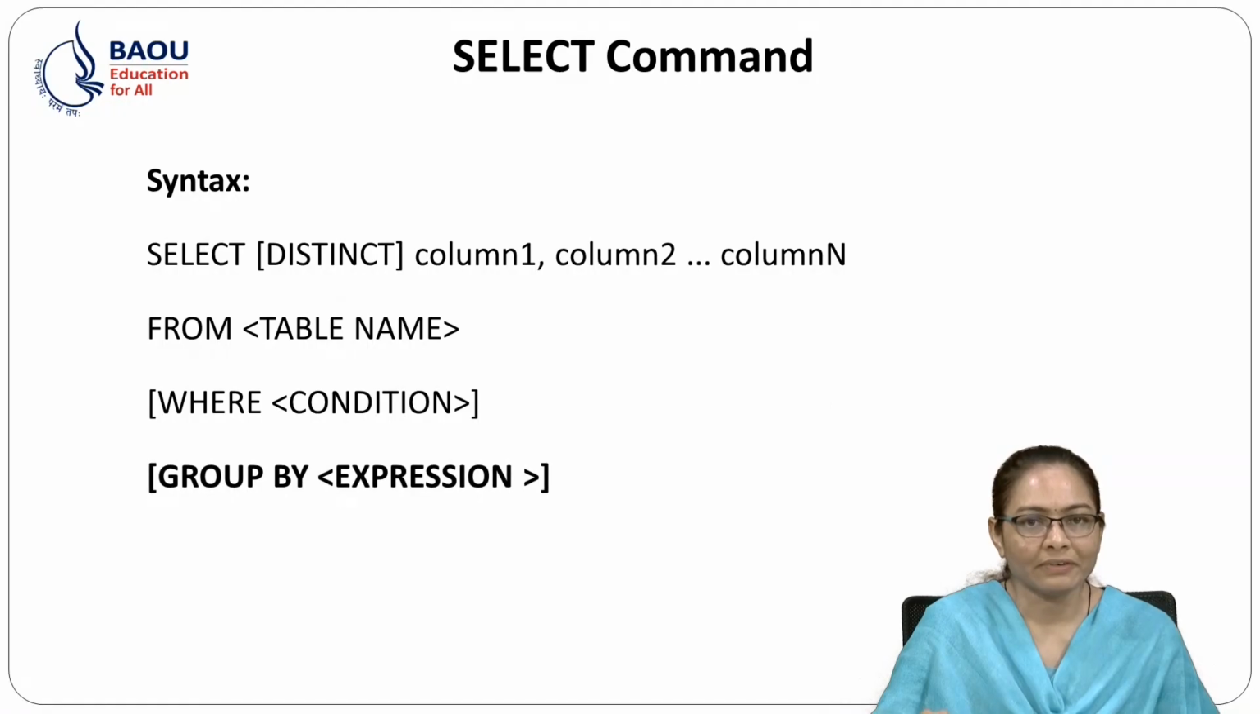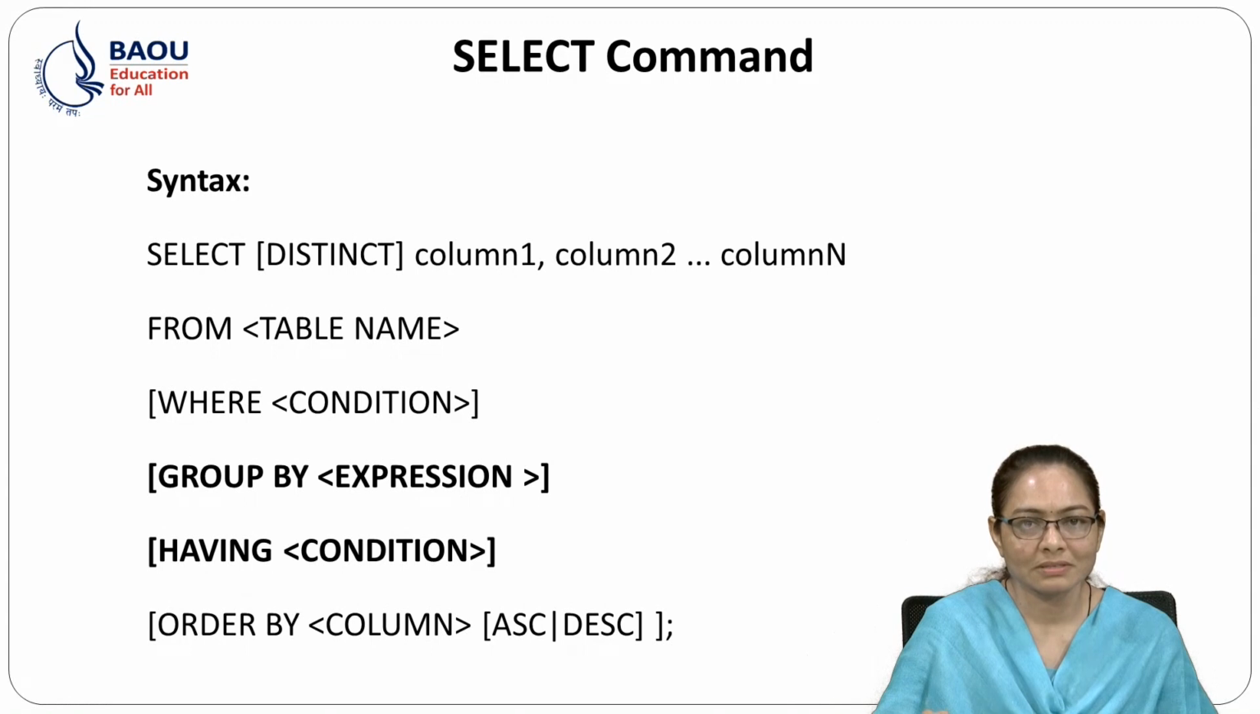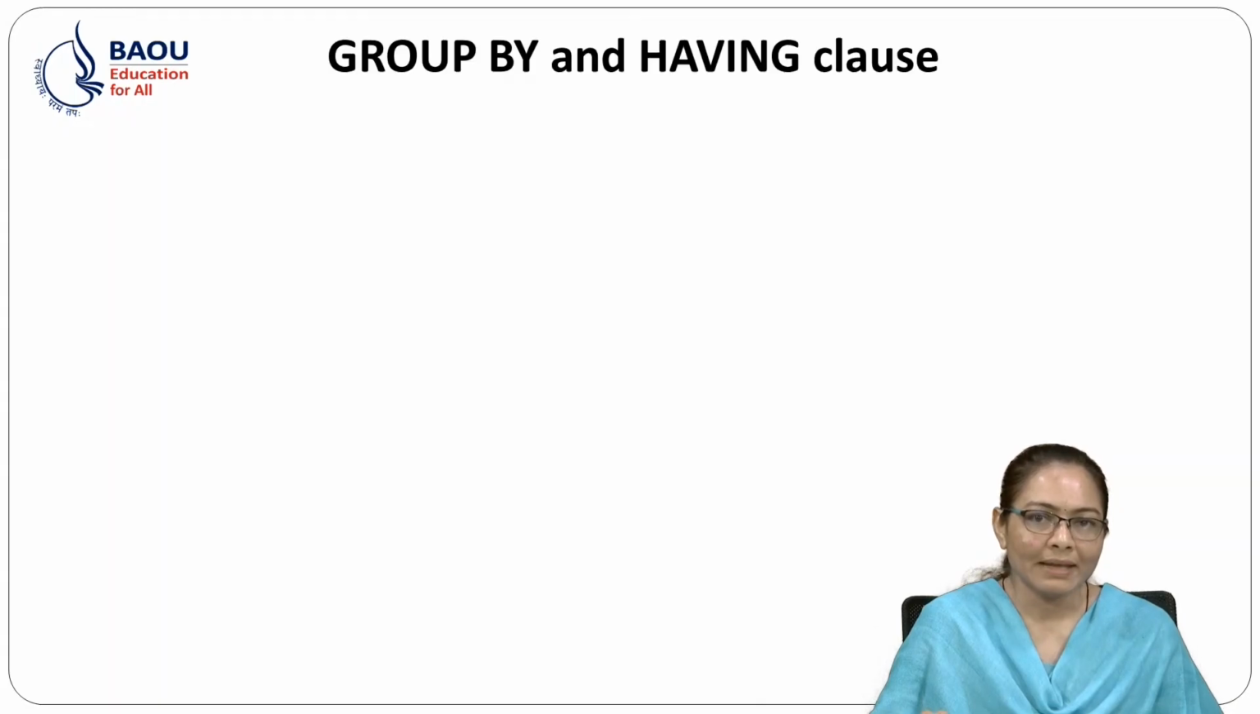Now, after the where condition, the group by clause is written. After group by, the having clause is there. After that, the order by clause is used. The group by and having clauses are used between the where and order by clauses. We have already discussed up to the order by clause in a previous session. Today we are going to continue with the remaining topics like the group by and having clauses.